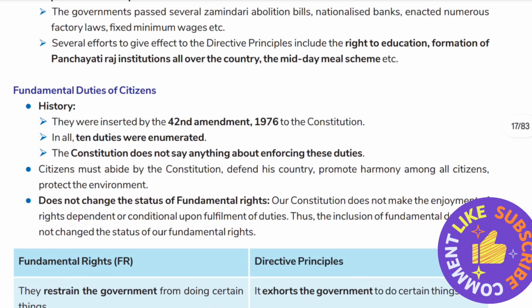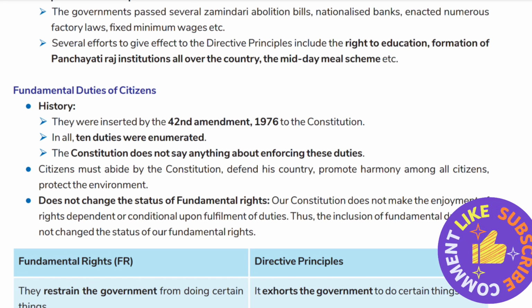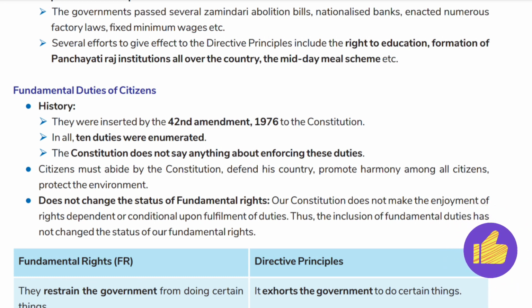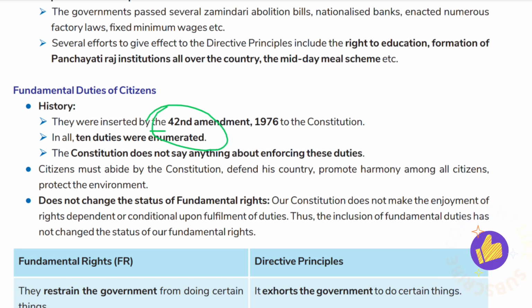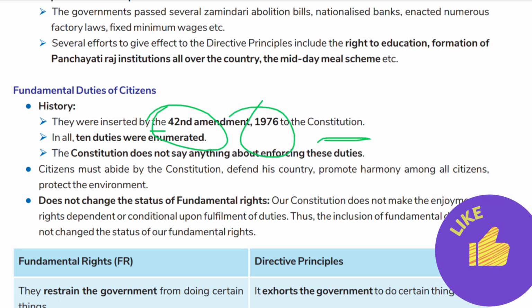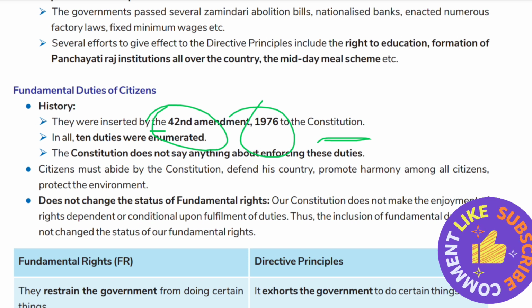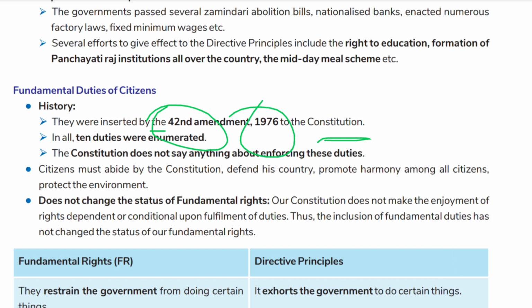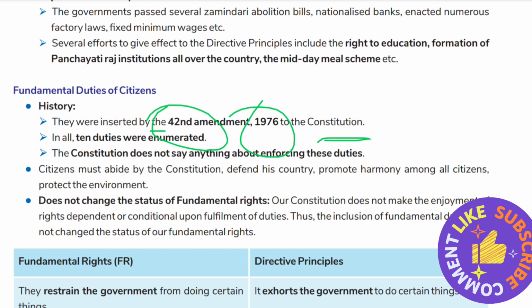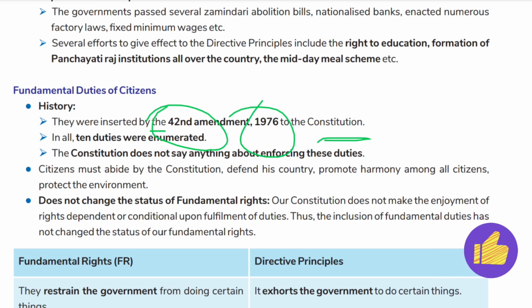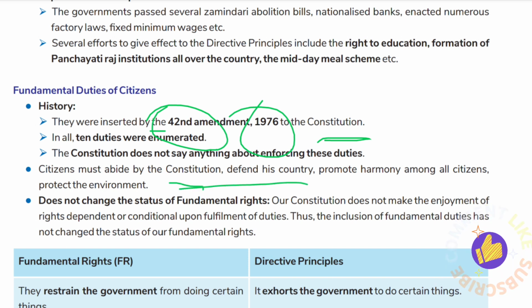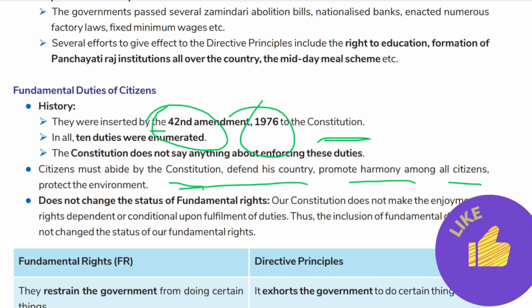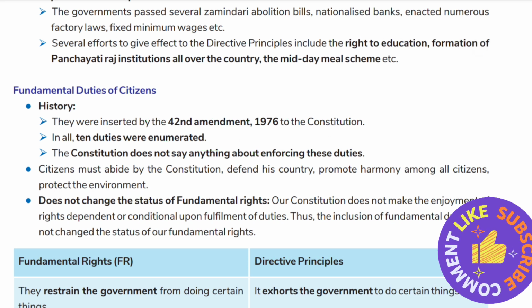Now, fundamental duties of citizens. The history behind fundamental duties is that they were inserted by the 42nd Amendment, 1976, to the Constitution. In fundamental duties, 10 duties were enumerated. The Constitution does not say anything about enforcing these duties. But the citizen must abide by the Constitution, defend the country, promote harmony among all citizens, and protect the environment.